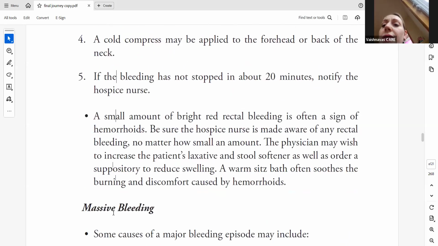A small amount of bright red rectal bleeding is often a sign of hemorrhoids. Be sure the hospice nurse is made aware of any rectal bleeding, no matter how small an amount. The physician may wish to increase the patient's laxative and stool softener, as well as order a suppository to reduce swelling. A warm sitz bath often soothes the burning and discomfort caused by hemorrhoids.